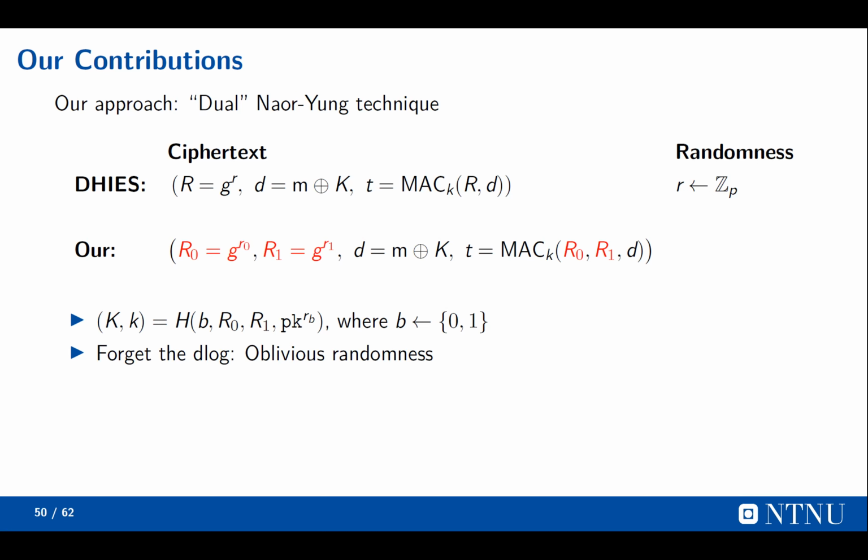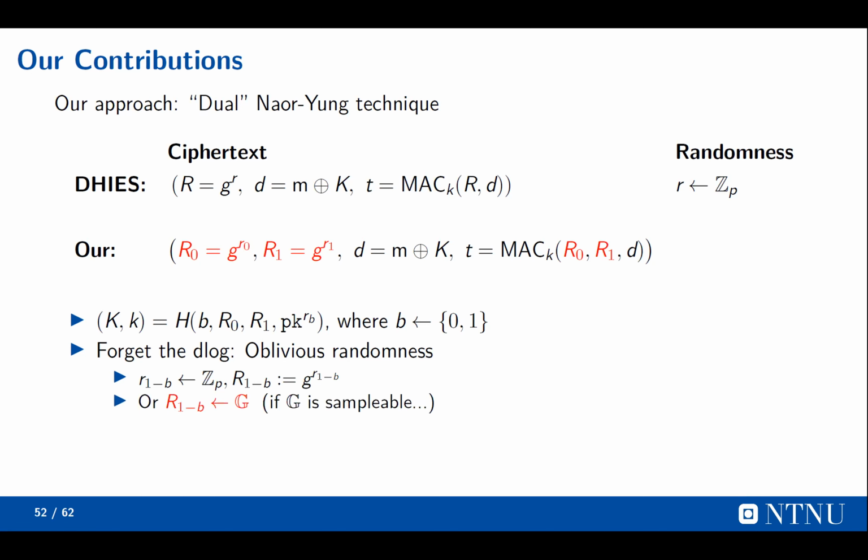But this is not enough, because even if you modify the ciphertext to have this form, we will still run into a similar problem as the DHIES scheme. So here we need to forget the discrete log. Forgetting the discrete log means that if we can simulate without knowing the discrete log, then we can do the reduction, because in the reduction we will not have it. So we use so-called oblivious randomness. For example, to sample a random group element, we can compute an exponent and then compute the generator to the exponent. But if the group is efficiently sampleable, we can just sample the group element directly from the group. This is what we call oblivious randomness, and these two methods are indistinguishable.